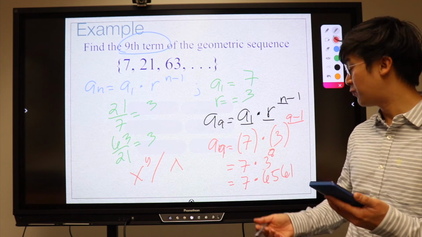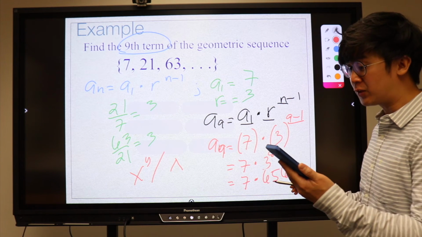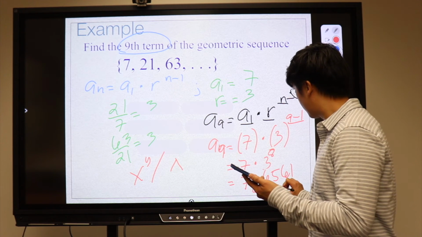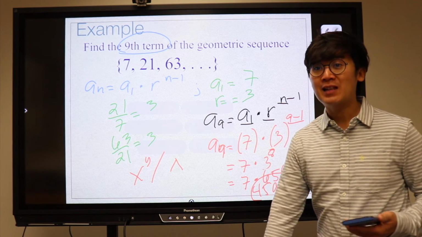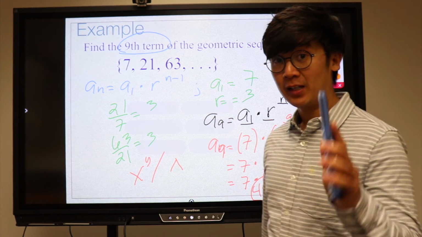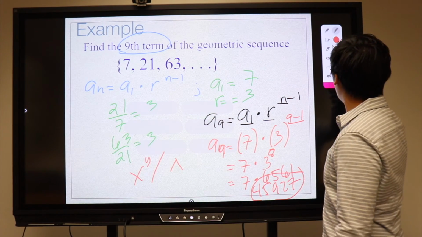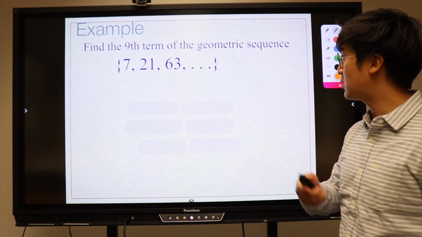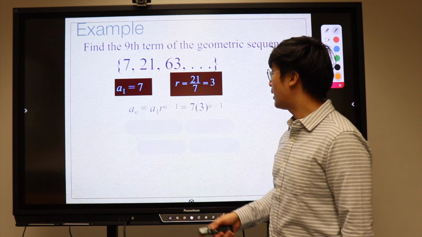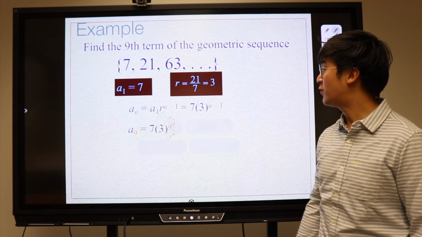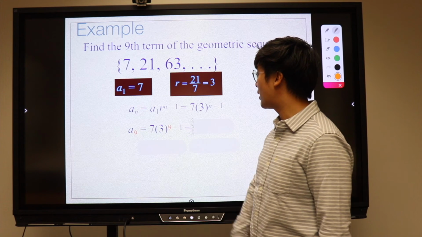And it's going to be 6561, which you're going to multiply by 7, and it gives you 45,927. So use your calculator and make sure it's right. So this is how we simplify this expression. So we have the first term of 7. We have r of 3. Using the formula, we're going to find a sub 9. And we know that we are going to evaluate the exponent first.